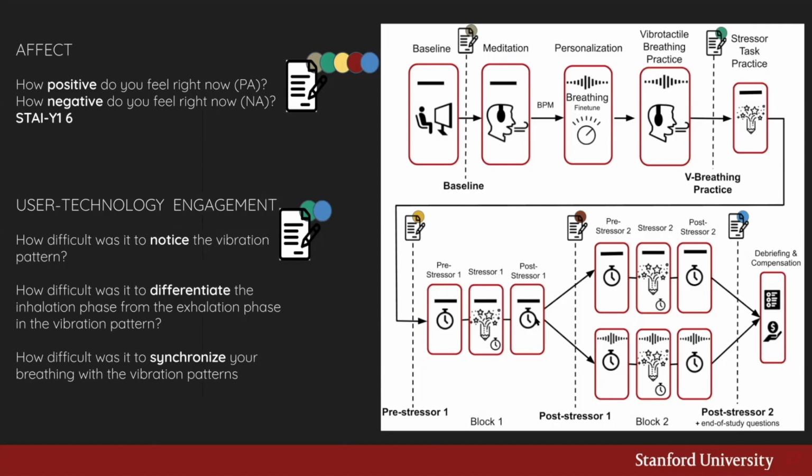Waiting periods, called pre-stressor 1 and post-stressor 1, allow time to pass in between stressors so that the anxiety from the stressor would not affect measurements taken at other stages. All participants followed the same procedure from baseline up until the end of block 1, right here. The structure of block 2 was identical to block 1.